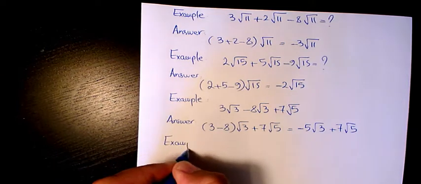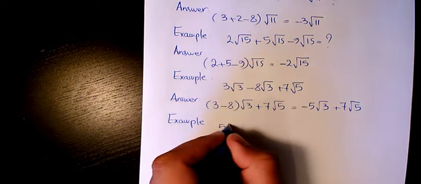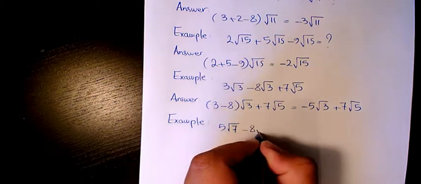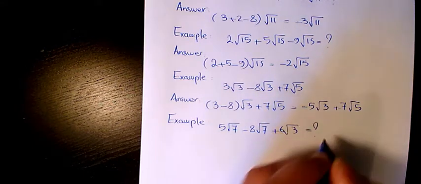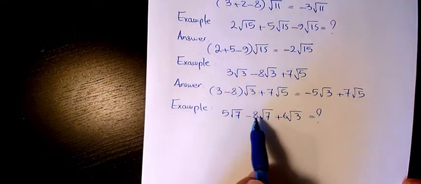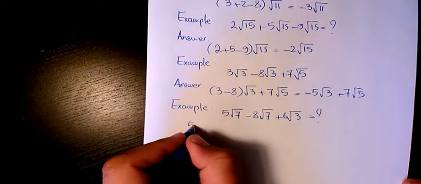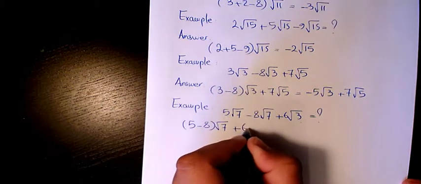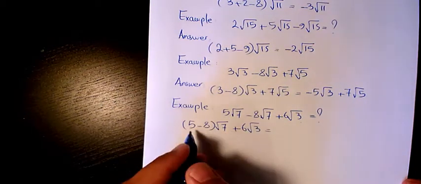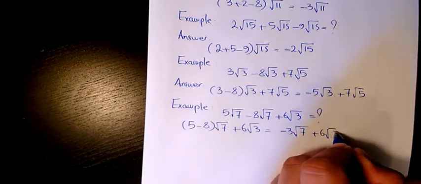Next example, 5 root 7 minus 8 root 7 plus 6 root 3. So these two are like terms, this one's not, so we can combine these two. It's going to be 5 minus 8 root 7 plus 6 root 3. 5 minus 8 is going to be negative 3 root 7 plus 6 root 3.